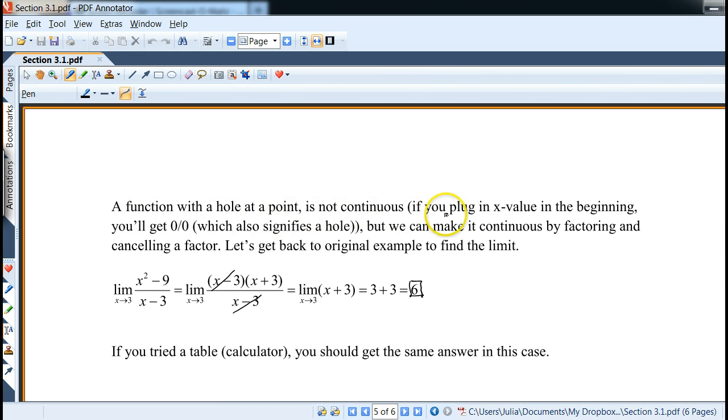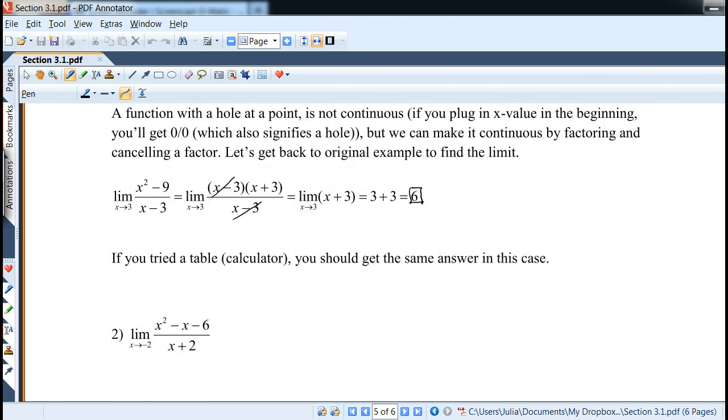But we can still do it with a function that has a hole at a point. It's not continuous. So if you plug in the x value in the beginning, you'll get 0 over 0, which is also how you know it's a hole. If you get a number over 0, then it's an asymptote, which is a different situation. We'll look at it next time. But we can make it continuous. How can we do that? If you have a limit, you can keep the limit, but you can factor the top, cancel the top and the bottom, and what you will get is a polynomial that's left over, or something that's continuous. So you can plug in the value, which we did, and that's how we get 6. If you try it with a table on the calculator, you should get the same answer.